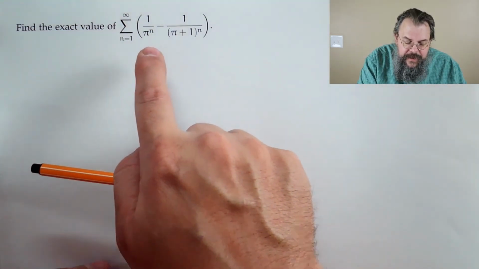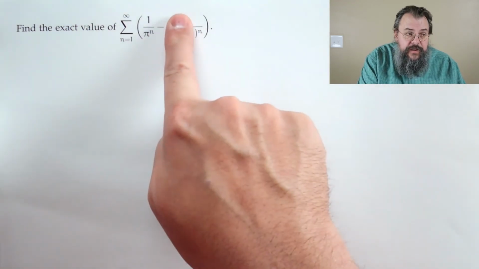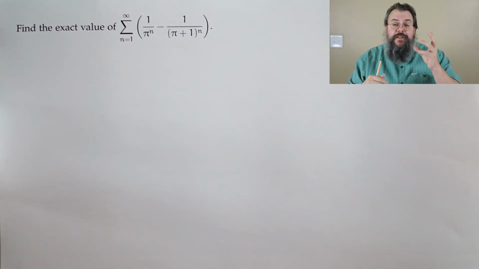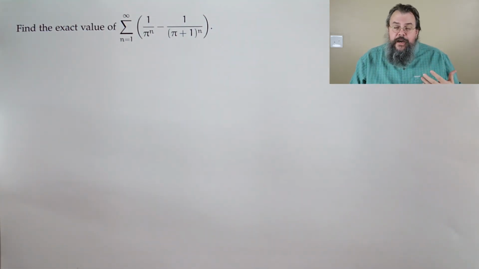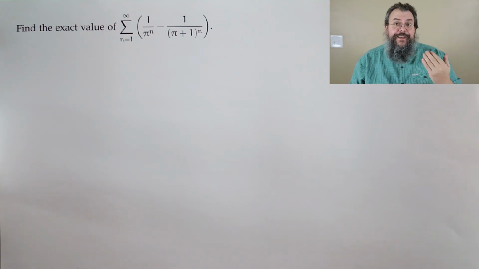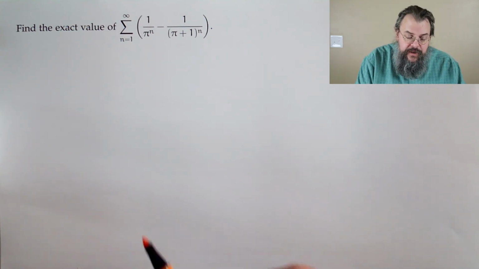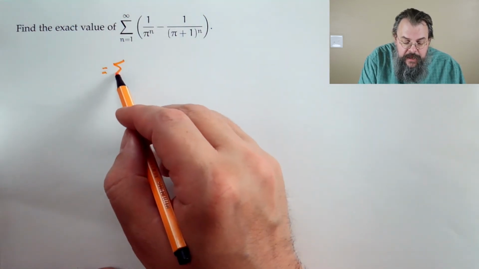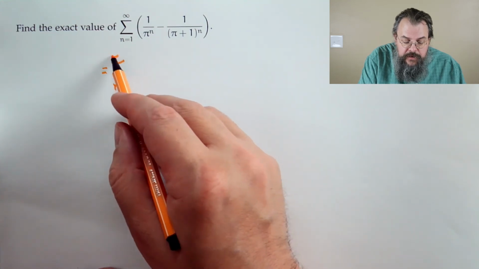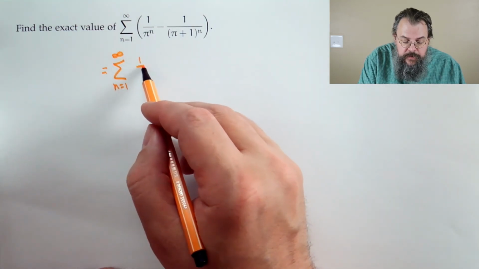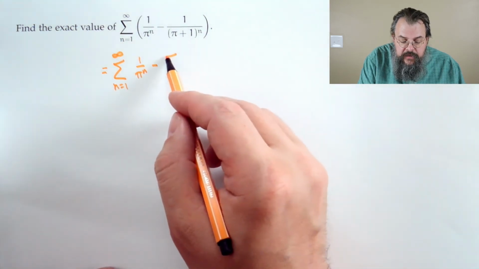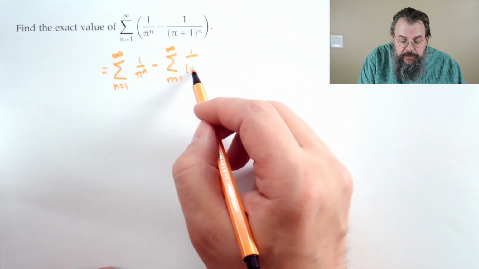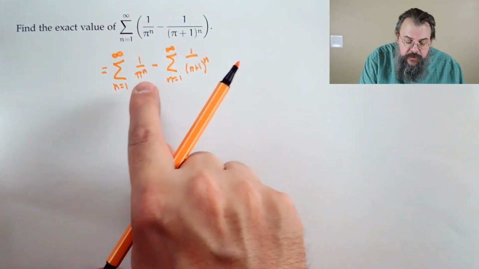Why? Because think of it. Look, just cover up this piece. It's 1 over pi to the n. That's something raised in. N is up in the exponent. So usually when we see n upstairs, that's the signal, hey, this is going to be geometric. In fact, what we can do is break it up into two pieces. So the sum from 1 to infinity of 1 over pi to the n minus the sum from 1 to infinity of 1 over pi plus 1 to the n. We say, look, each one of these is geometric.